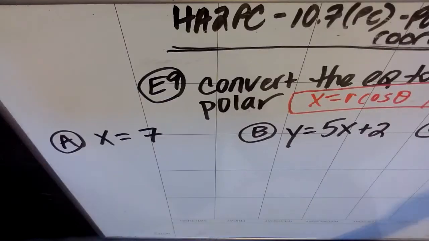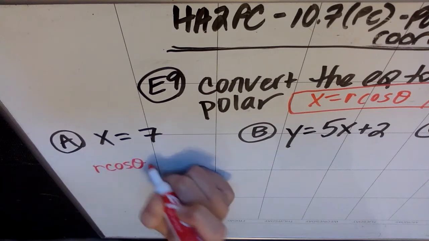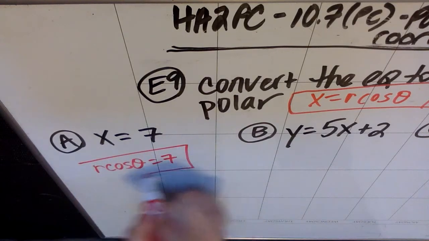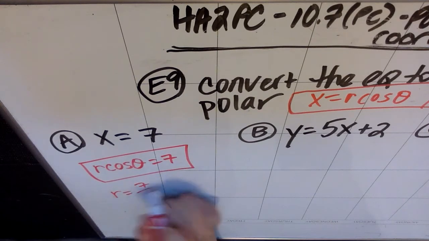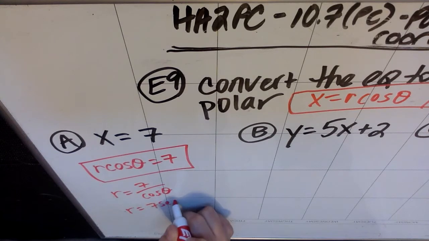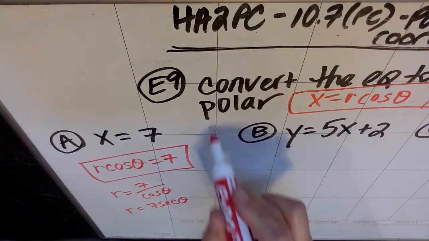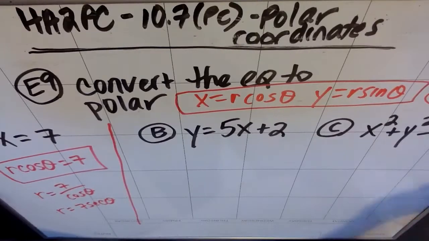So let's start with A. x equals 7. All I have to do is replace x with r cosine theta equals 7, and that answer is right. If you want to solve for r, you can. You would end up with r equals either 7 divided by cosine theta, or r equals 7 secant theta. Right? All three of these are okay, but you could have stopped at r cosine theta equals 7.